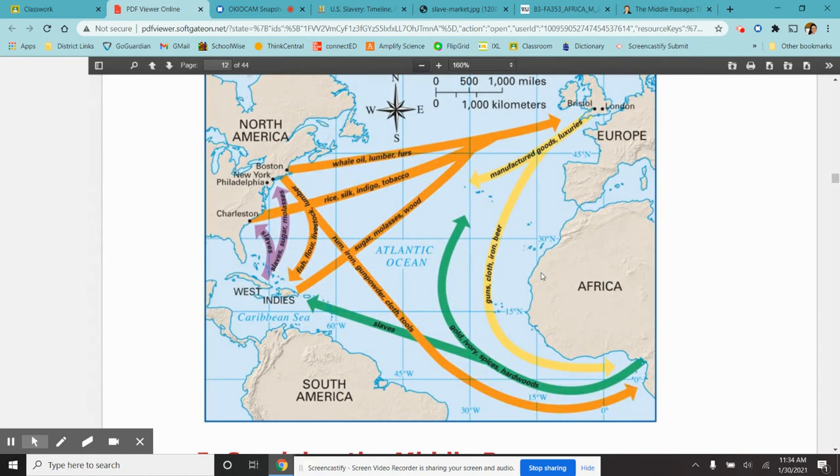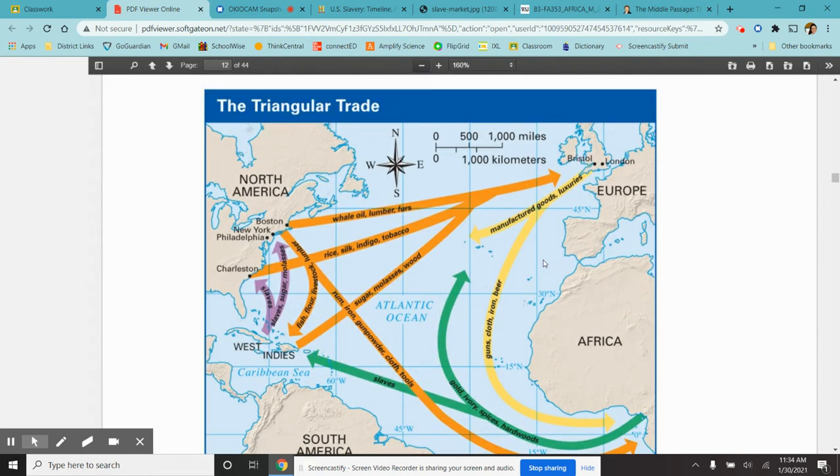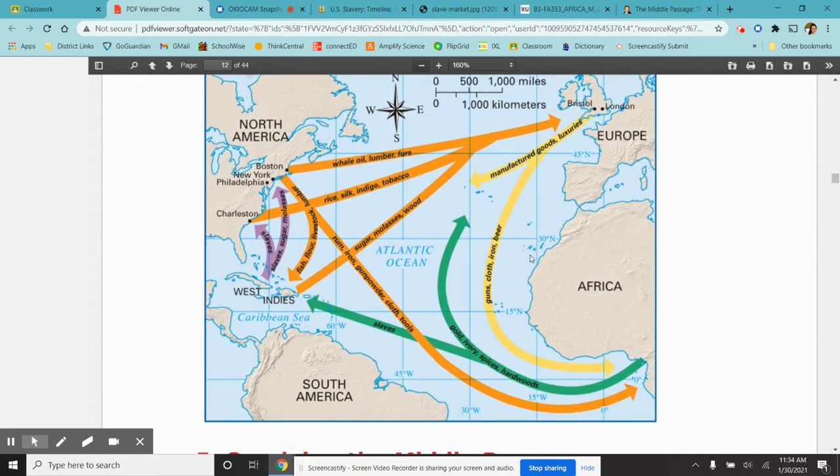So here's the image of the triangular trade. If you want to go to the next page in your packet, it says: what continents are shown in the map? Now the continents are clearly written, right? What are our continents? Well, there are 7 continents. We have North America, South America, Europe, and Africa. So we have 4 of our continents mentioned here. So we're going to put those on our page. And then, what do the arrows mean?